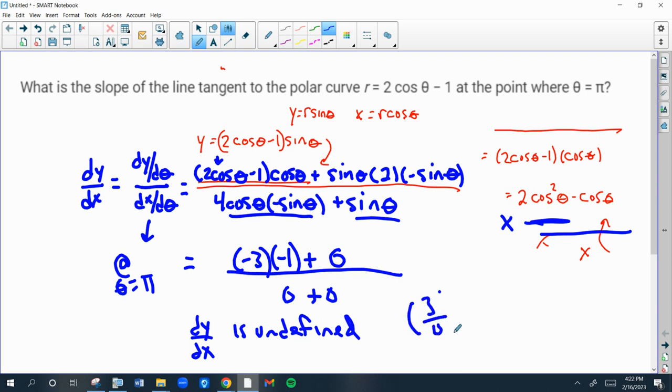Divided by 0. So now I'm going to use my calculator to check that. I'm very much expecting this to have a vertical tangent line. It's always nice to check.